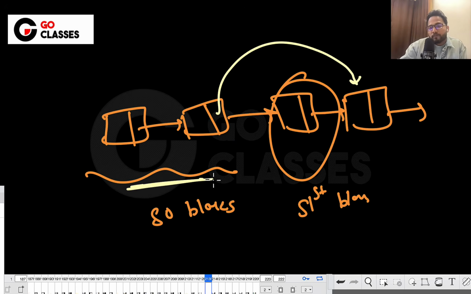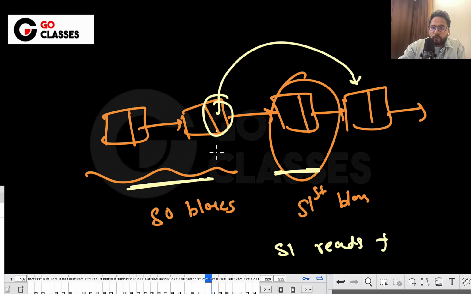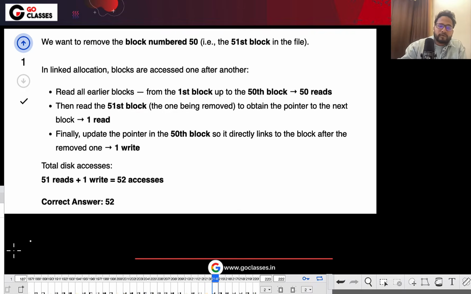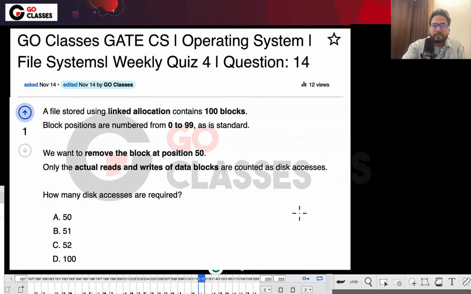So read all of this, read this also. So 51 reads, plus you also have to write this back. You don't have to write anything else back, but you have to write this back, because once you get the pointer of this, you have to write this back. Plus 1 write. So you can say 52 accesses will be needed. Understood? So C is the correct answer here.